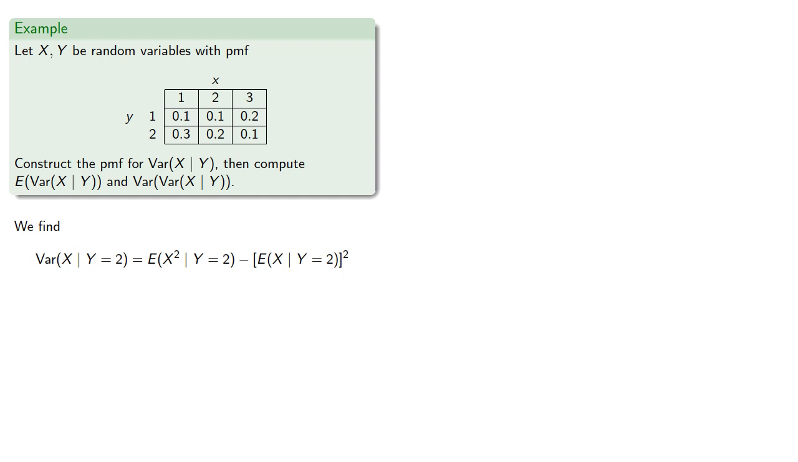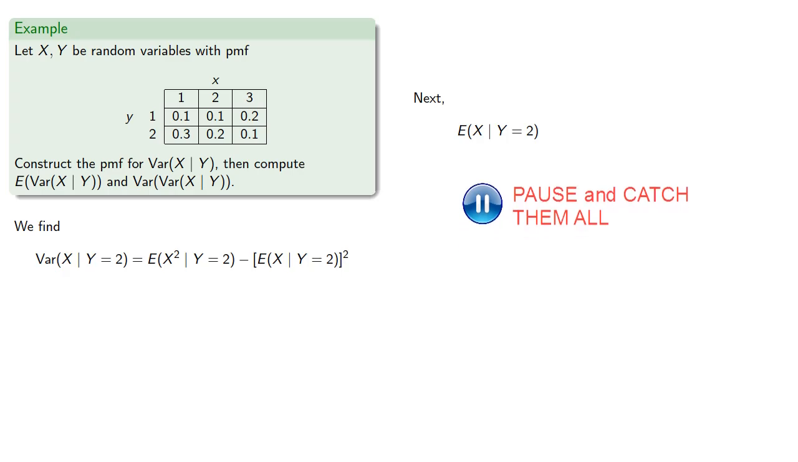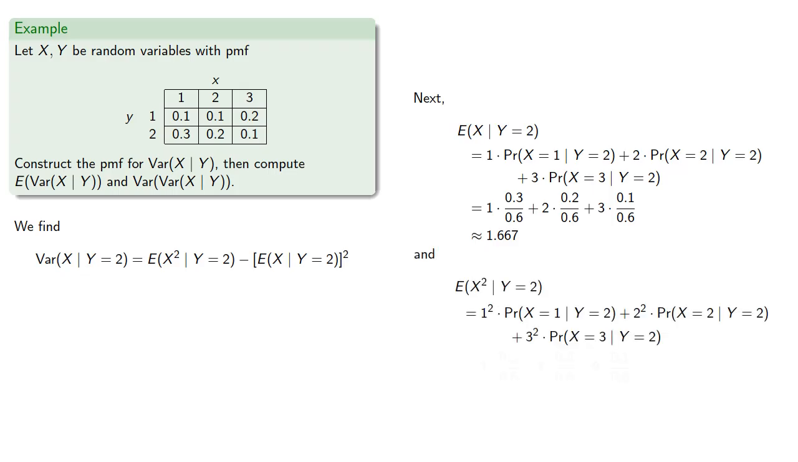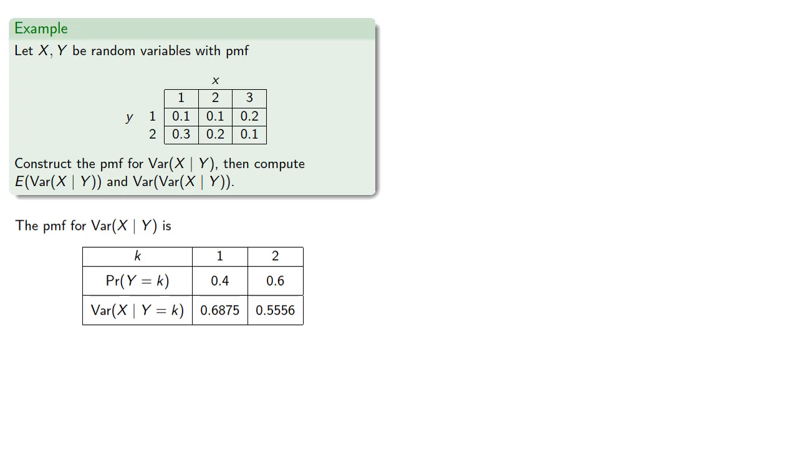Next, we'll find the expected value of x given that y is 2, and the expected value of x squared given that y is 2, and so our variance will be as follows. This gives us our PMF for the conditional variance, and so we can find the expected value and the variance of our conditional variance.